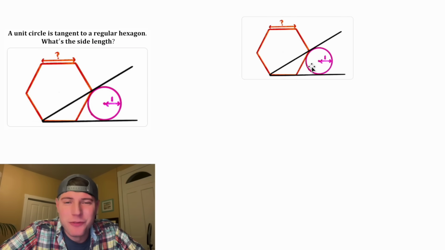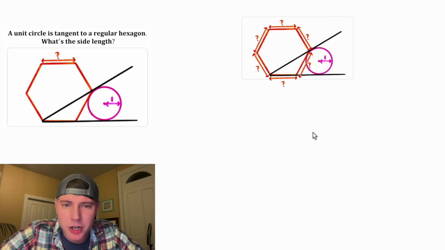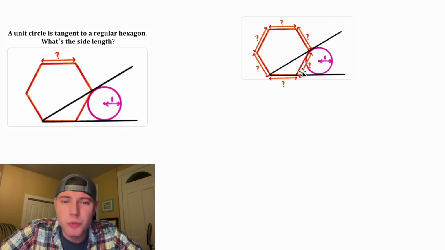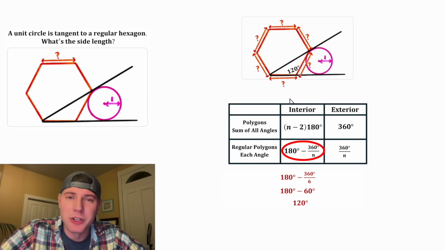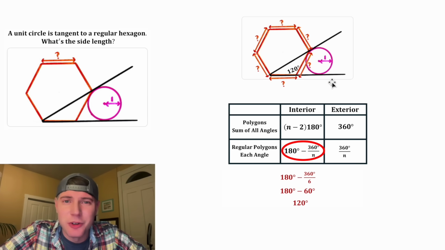2, 1. First, as we said, since it's a regular hexagon, all these sides are going to be the same length. So we can label them all with a question mark. And something else about regular hexagons, we know the interior angles of any regular hexagon. They're all equal to 120 degrees. And here's the formula for each interior angle of a regular polygon. It's 180 minus 360 over n, where n is the number of sides. So since our hexagon has 6 sides, it's going to be 180 minus 360 over 6, which is 180 minus 60, which is equal to 120. So each of these angles are equal to 120 degrees.